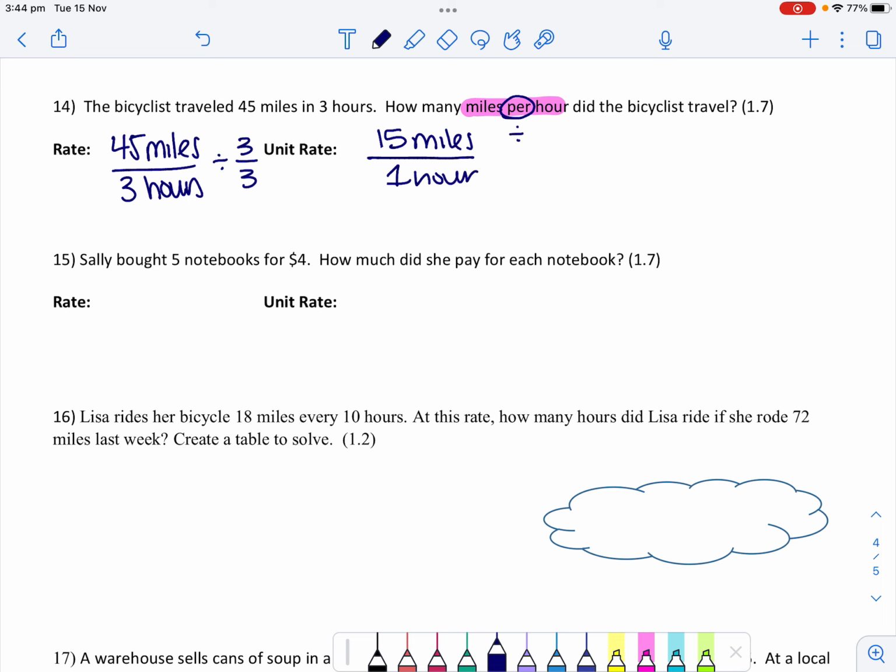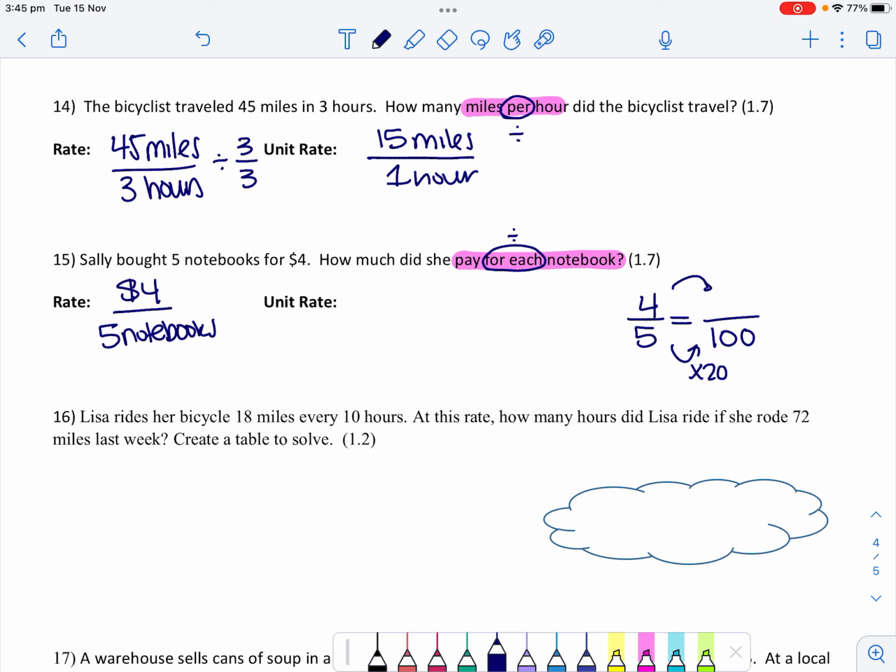Number 15 says Sally bought 5 notebooks for $4. How much did she pay for each notebook? So I'm going to put cost, so there's my division over the notebooks. Now remember when we did this one, we're going to change it to cents, so it's out of 100 cents. So times 20 is 80. So this is going to be 80 cents for 1 notebook.